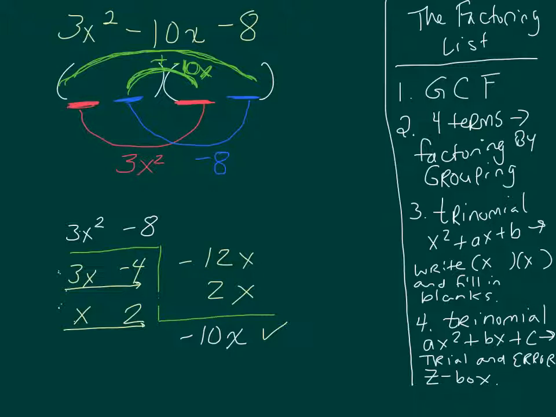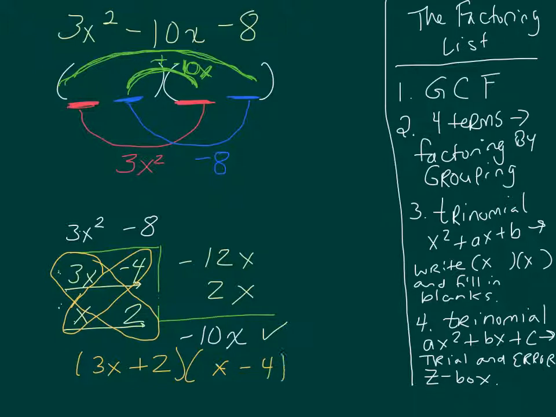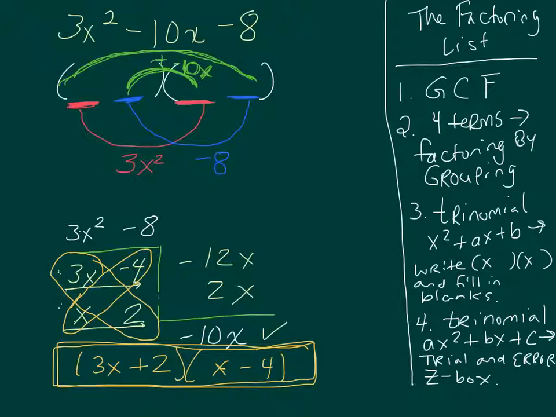So when that happens, the 2 diagonals form your binomial factors. So 3x and 2 and x and negative 4. So this factors as 3x and a positive 2 times x and a negative 4, x minus 4. So there you go. That's factoring using the Z-box. We'll do several more examples.